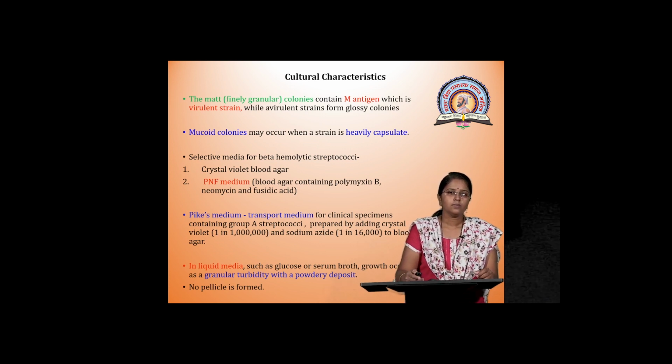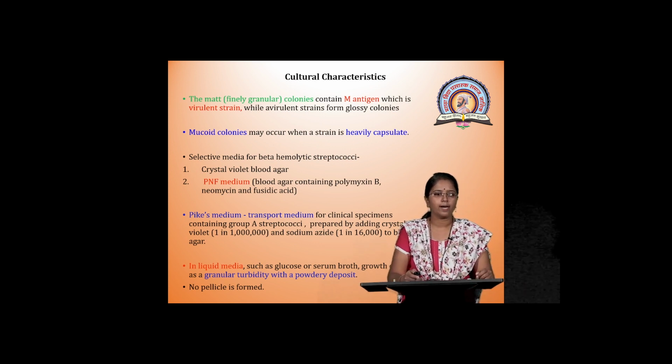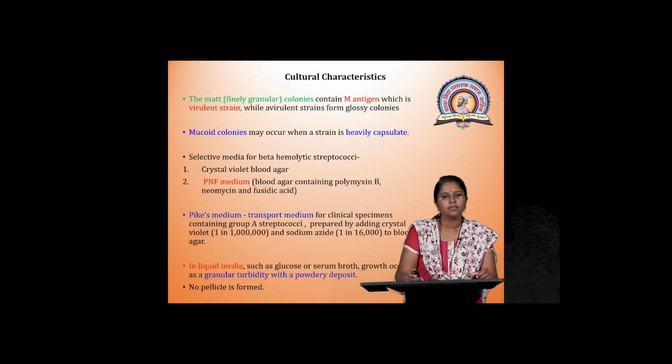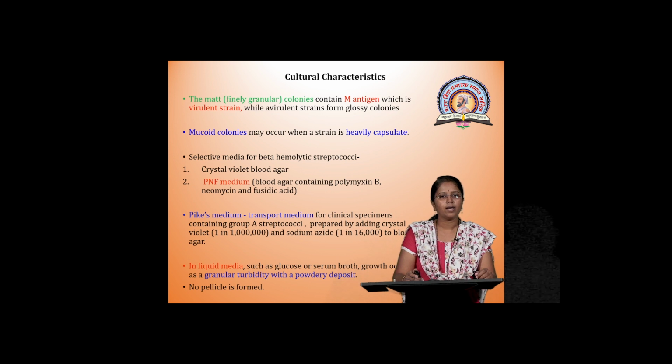Now, the cultural characteristics of this bacterium: they form matte or finely granular colonies, and these colonies contain M antigen, which marks a virulent strain, while avirulent strains form glossy colonies. So virulent strains are matte, and avirulent strains are glossy. Then mucoid colonies may occur when the strain is highly capsulated, or produces capsule in high concentration. Those colonies are mucoid colonies.